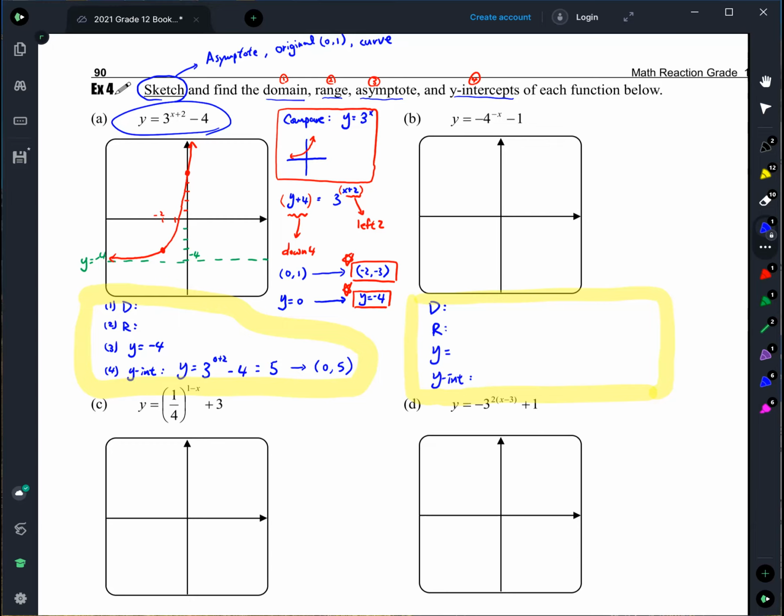X is greater than or equal to -4. We're talking about domain. Domain is x, right? The -4 has to do with the y. Okay, so -4, you use that for the range. So what do you think the domain is?